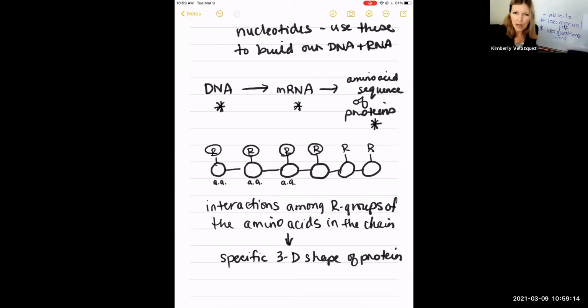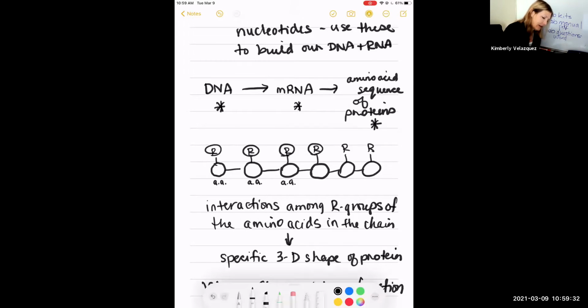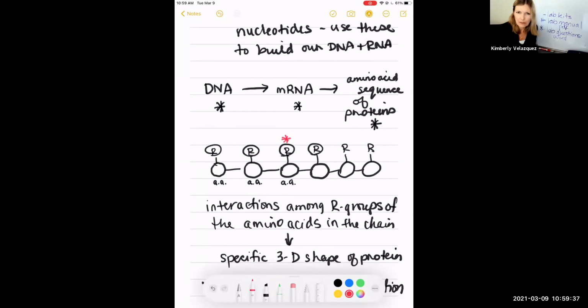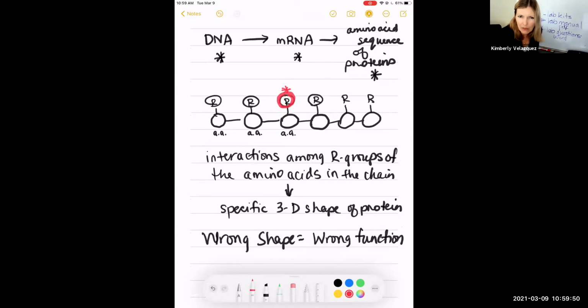A protein must have the right shape to function correctly. So wrong shape equals wrong function. It won't function correctly. If you have even one amino acid in the chain that's different, that's the incorrect amino acid, it's going to have a different R group. It's not going to interact the same with everybody else in the chain, and it's going to give you the wrong shape. How do we get the wrong amino acid?